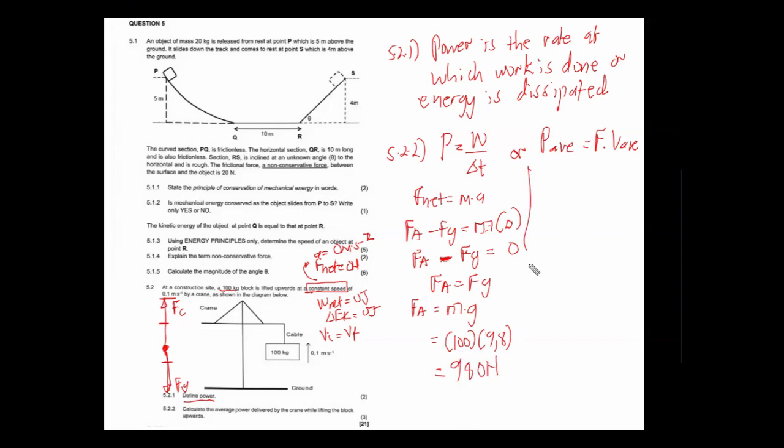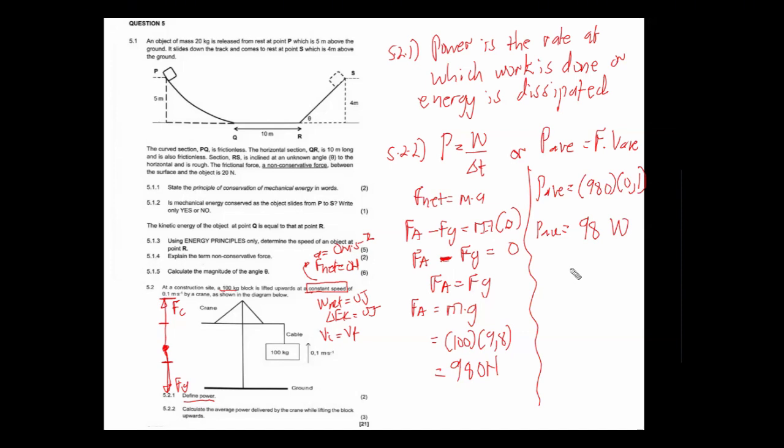But now to calculate the average power, I will just say P average is equals to 980, which is the force, and the average velocity will be that constant velocity that we are given, which is 0.1. And then if we say 980 multiplied by 0.1, we get 98 watts. So that's it. For 3 marks, that's all you needed to do. So your average power becomes 98 watts, right?